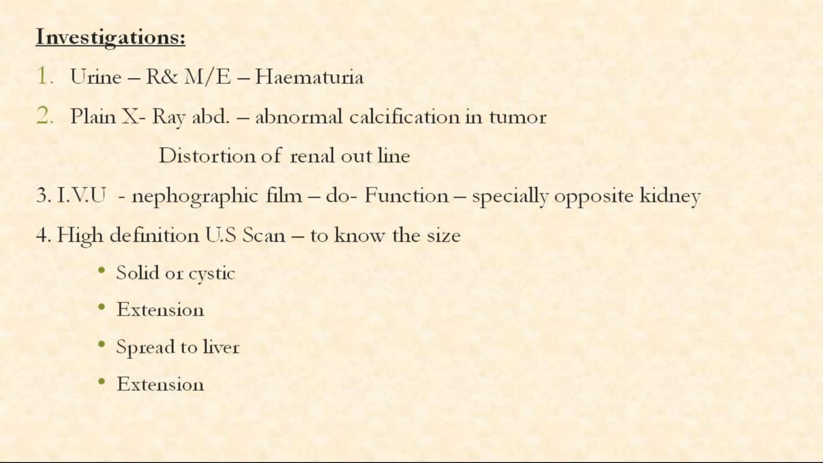Next, high definition ultrasound is also very important to know whether it is a cystic swelling or a solid swelling, to know the extension of the disease, whether there is metastasis to the liver or not, or any other extension in the peritoneal cavity or pelvic cavity. You can assess this by doing a high definition ultrasound scan of the abdomen.